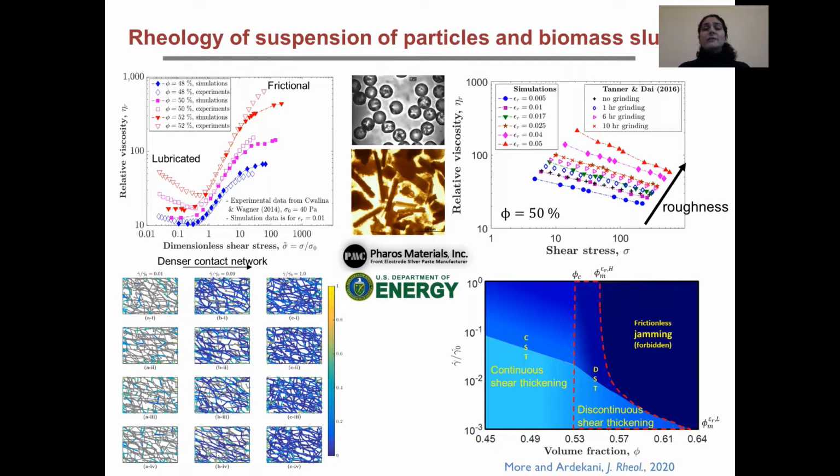This is relevant to biomass slurry. One of the challenges that industry faces is the transport of biomass slurries that is important for biofuel production. This is also relevant to deposition of electrode material for solar panels.